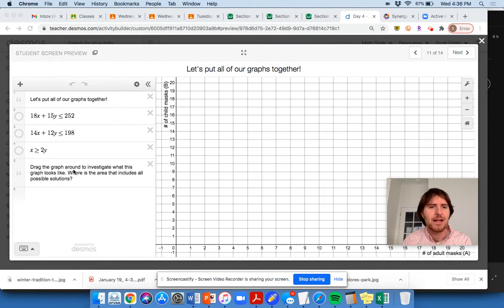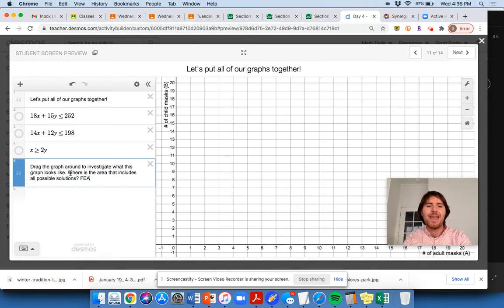It says, drag the graph around to investigate what the graph looks like. Where is the area that includes all possible solutions? And what that is called, vocabulary word-wise, just say it out loud a few times. The feasible region. Feasible region. Yes, vocabulary words. We want to know what we're talking about when we say feasible region in upcoming lessons.